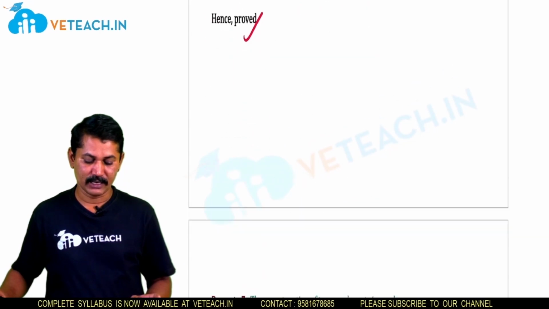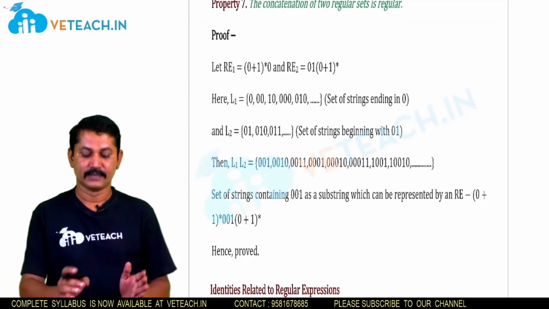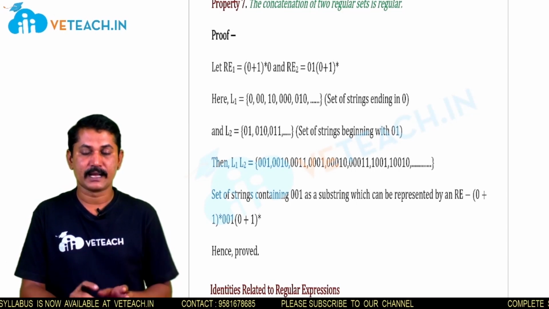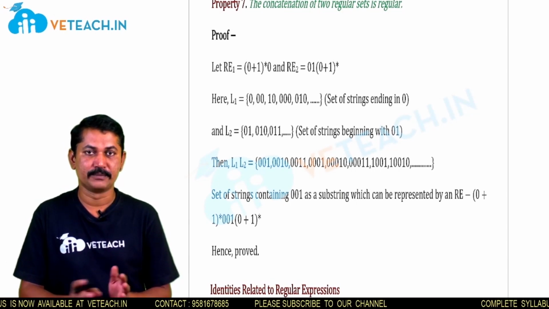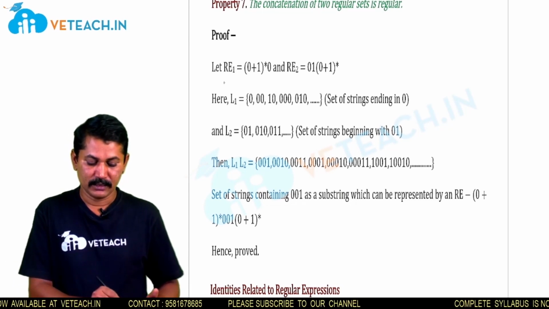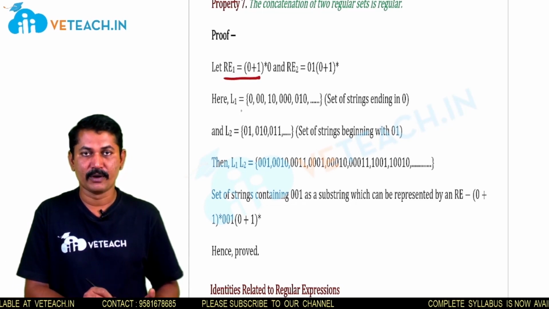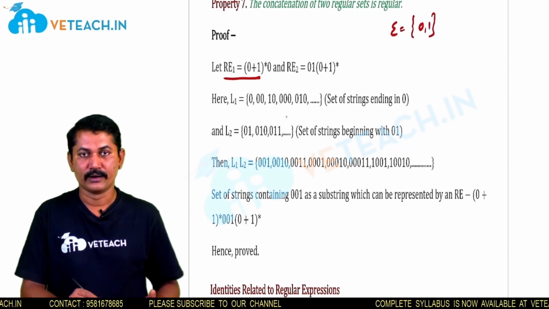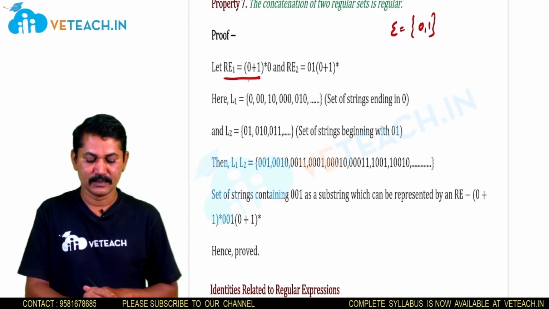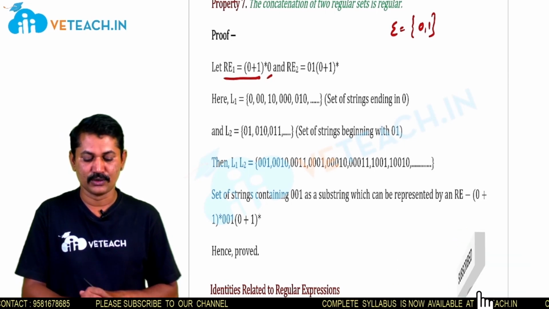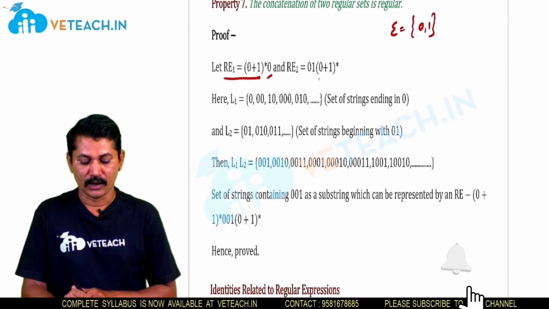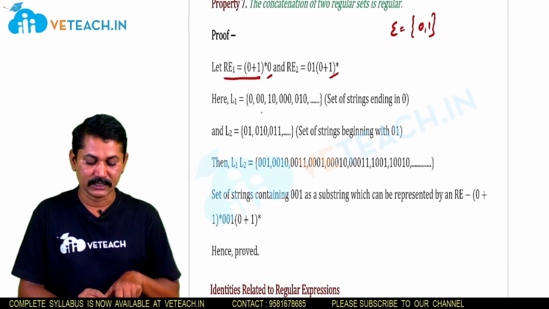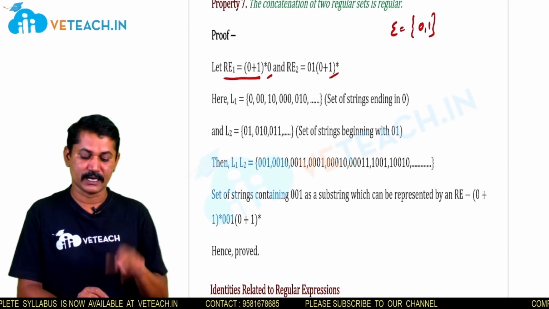The next one is the seventh property, that is the concatenation of two regular sets is regular. The concatenation means what? The combination. Next, the regular expression is defined on 0, 1, that is on the sigma, which is defined as {0, 1}. So for that, the regular expression is (0+1)*0 and 0(0+1)*. Then for the regular expression 1, the language becomes like this.